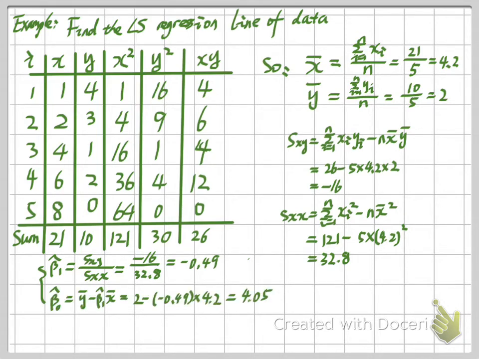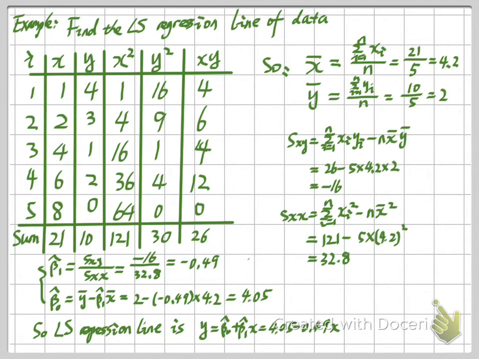And then use this value of our beta 1 hat, we can compute our beta 0 hat. So it's 4.05. So now we get the value of our beta 0 and beta 1. So that means we finish the process of constructing our empirical model. So our linear least square regression line is 4.05 minus 0.49x. So this is our least square regression line.